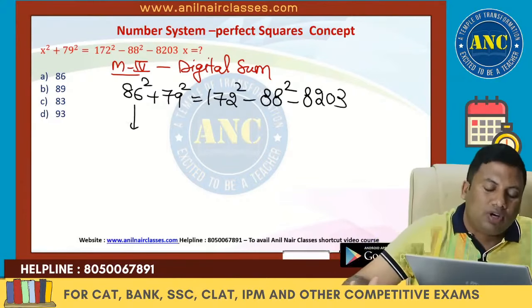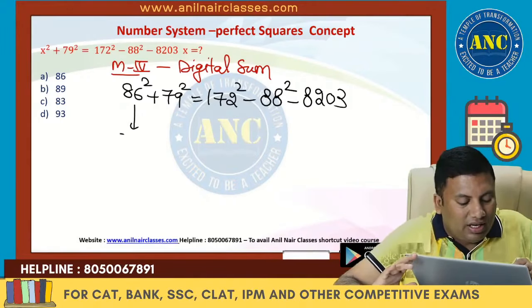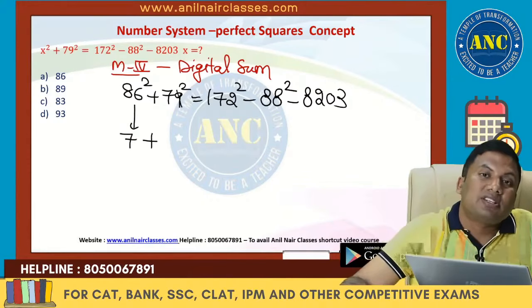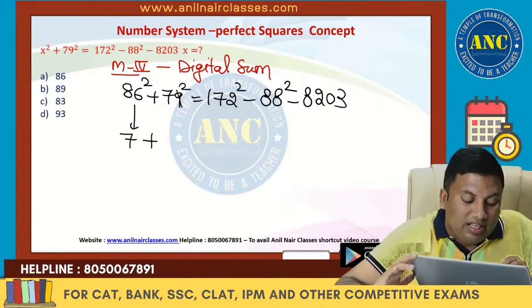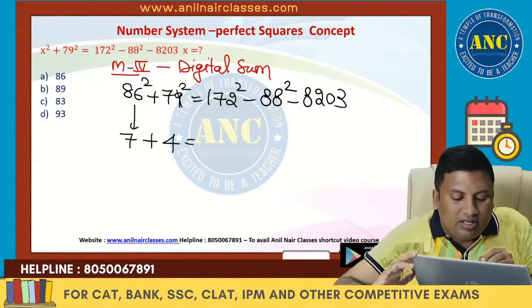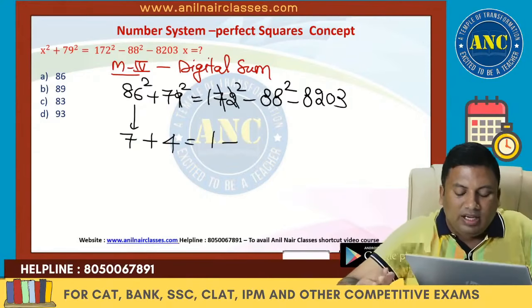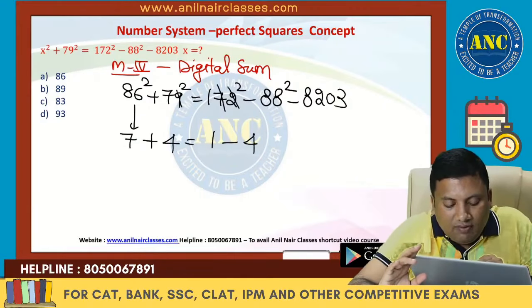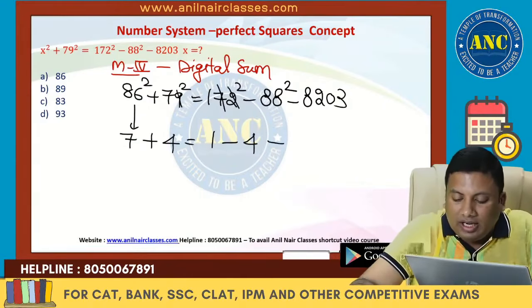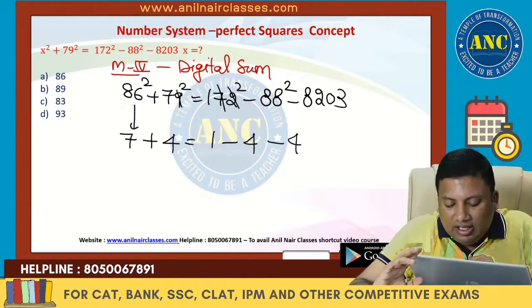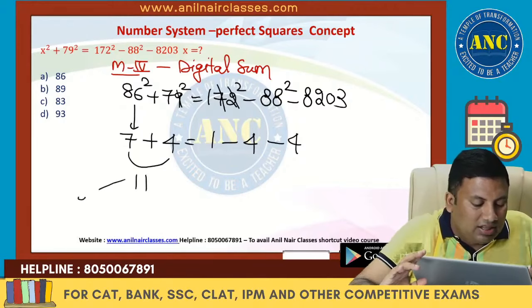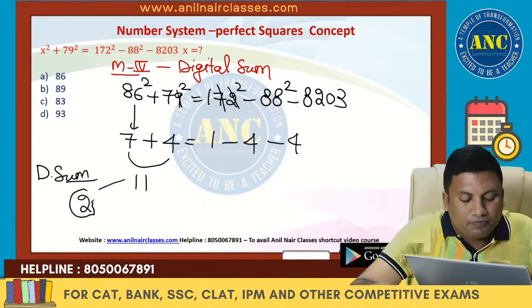8 plus 6 is 14. 14 is 5. 5 square is 25, which is 7. 79. 7 plus 9, 16. 7. 7 square is 49. 4. 7 plus 2, 9. Omit it. 1 minus. 8 plus 8, 16. 7. 7 square is 49, which is 4. 8 plus 2, 10. 10 plus 3, 13. 13 is nothing but 4. 7 plus 4, 11. 11 is nothing but digital sum 2. Left hand side, digital sum is 2.